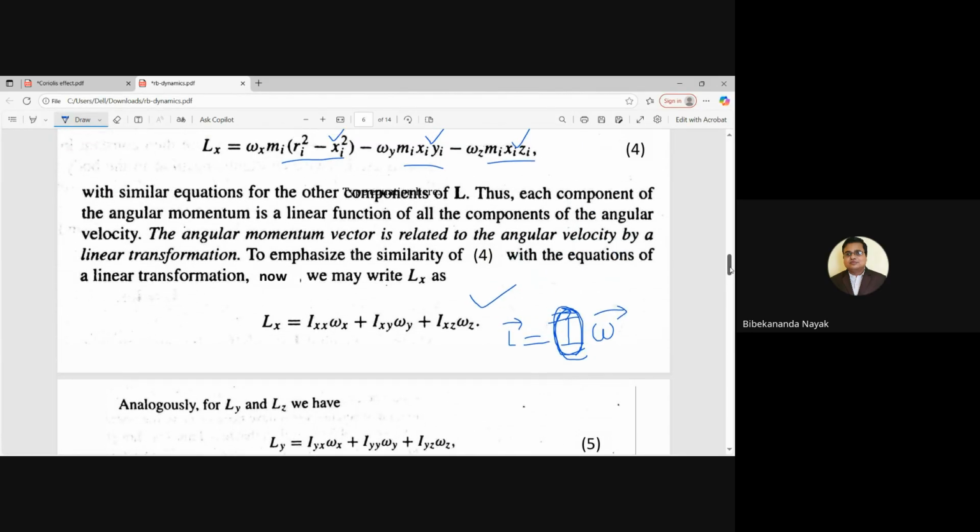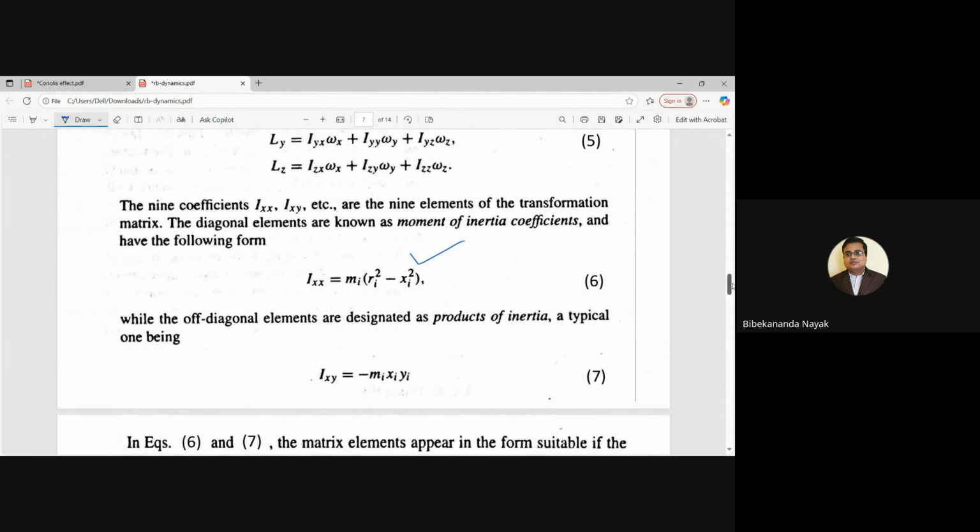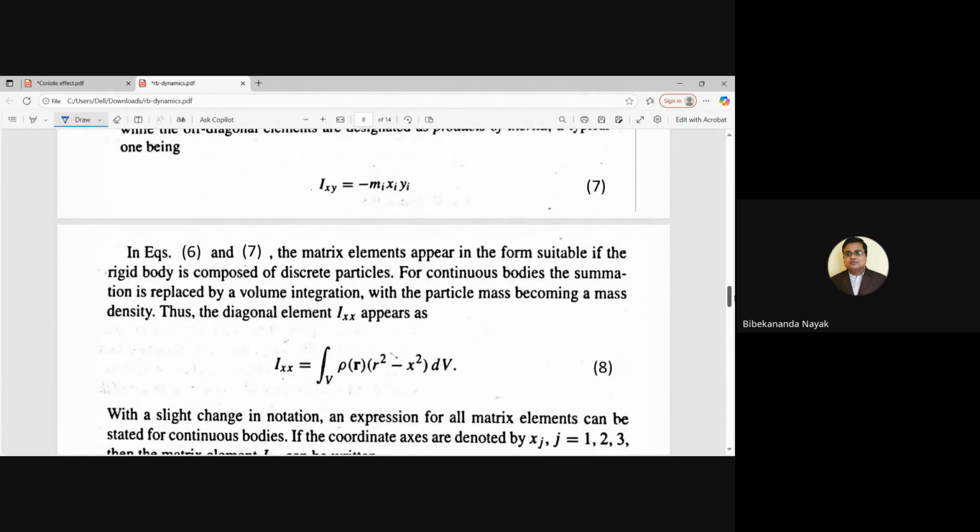Similarly, Ixy is minus mi xi yi, and Ixz is minus mi xi zi. But for the same term xx, there is an extra term. The xx product is minus xi square, true, but there should also be a term like mi ri square. Okay, this is a matrix, so you can construct the general formula.